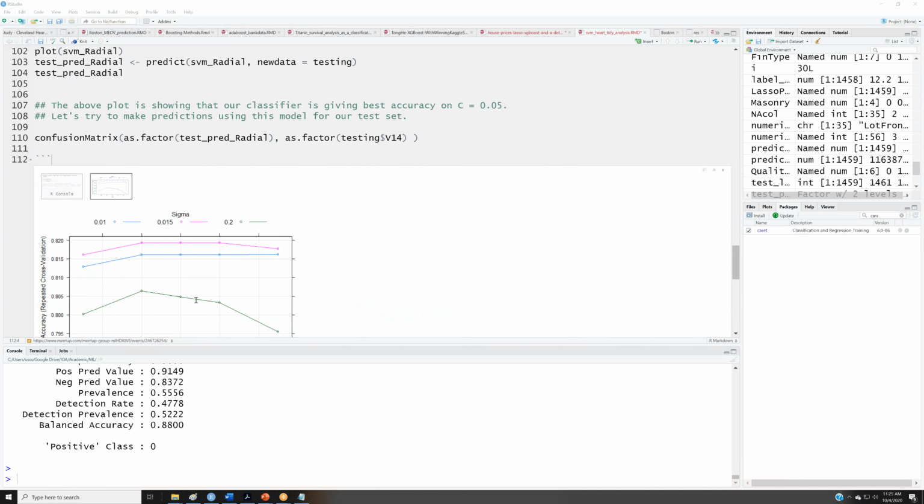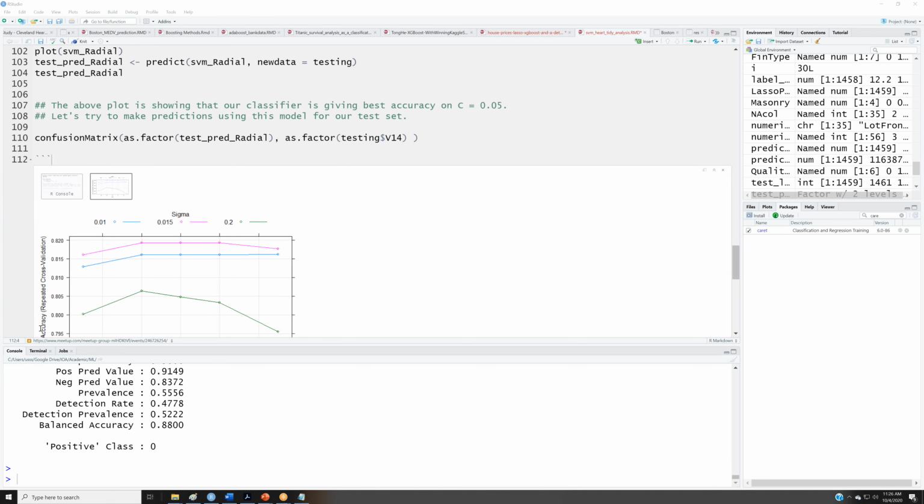That's also another hyperparameter, cost and sigma. Cost is coming because of the overlapping of the observations, and sigma is coming because of the kernel function transformation that we applied. That kernel function has the parameter sigma, which is the inverse of gamma.